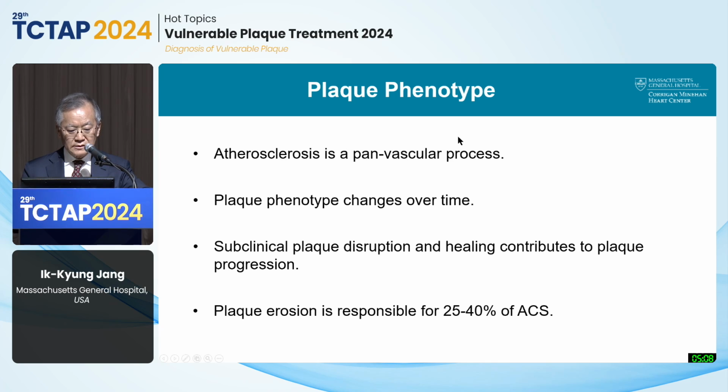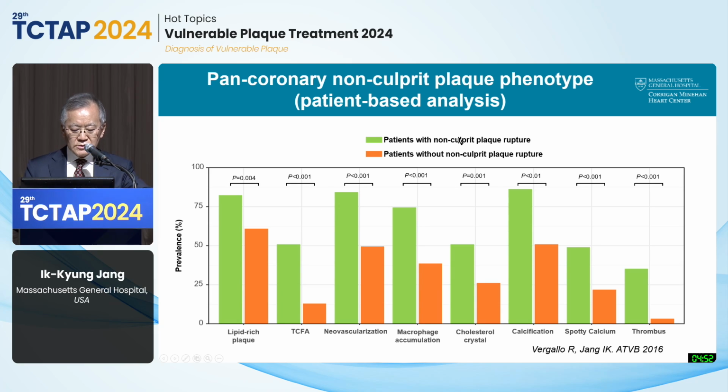The theme of our research group over the past 20 years is that atherosclerosis is a panvascular process. It's not a local process. It's panvascular, involving all three coronary arteries with possibly local manifestation. This is a study that we published in ATVB with Rocco Vergallo. There is continuous plaque rupture, erosion, and healing, rupture, erosion, healing.